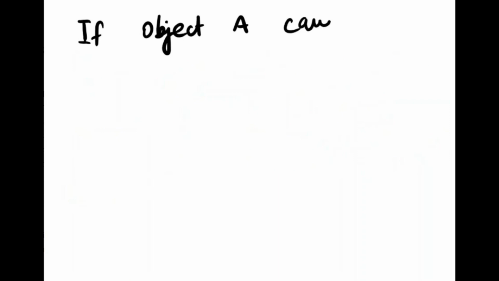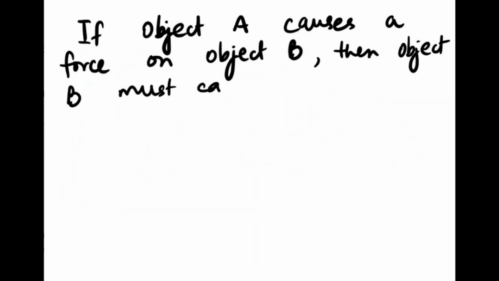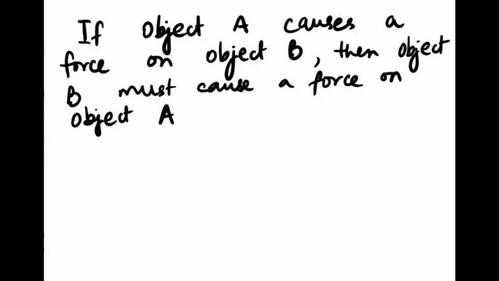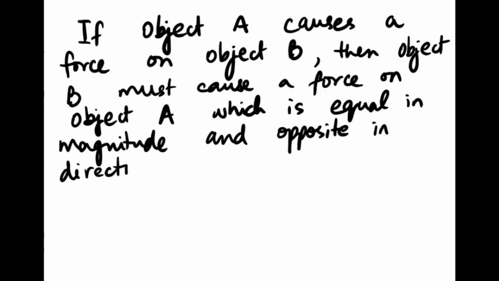Let's come up with a clearer statement. Let's say that if object A causes a force on object B, then object B is going to cause a force on object A. And the force from A on B is going to be equal in magnitude, but it's going to be in the opposite direction. Now that helps us understand it in more detail. Let's write it mathematically.